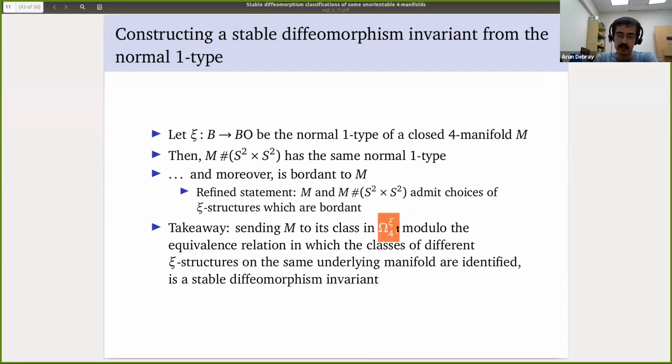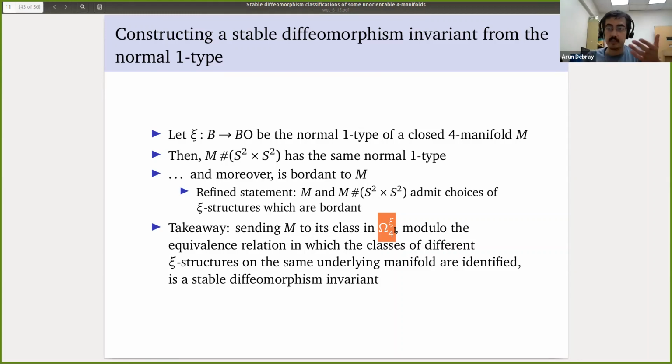So the set of equivalence classes of psi structures is an abelian group under disjoint union. We're going to call it omega four psi. And so we're going to build the stable diffeomorphism invariant that sends M to its class here. Now, that's not quite right, because we had to choose a psi structure. So what we're going to do is, inside this set, omega four psi, we're going to quotient out by saying, anytime that two different psi structures give you two different classes here, we're going to identify them.